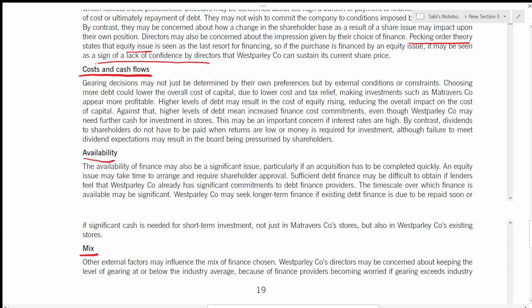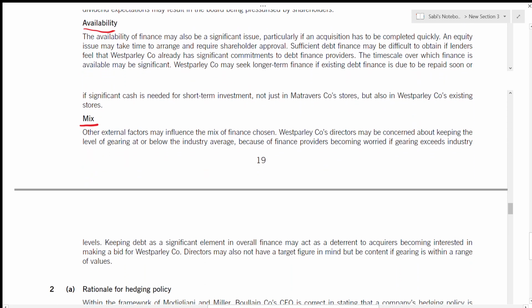Now mix. Other external factors may influence the mix of finance chosen. The director may be concerned about keeping the level of gearing at or below the industry average because finance providers become worried if gearing exceeds industry levels. Yes, if your gearing exceeds industry levels, finance providers become worried. It's a sign of tension. Keeping debt as a significant element in overall finance may act as a deterrent to acquirers becoming interested in making a bid for West Parle.